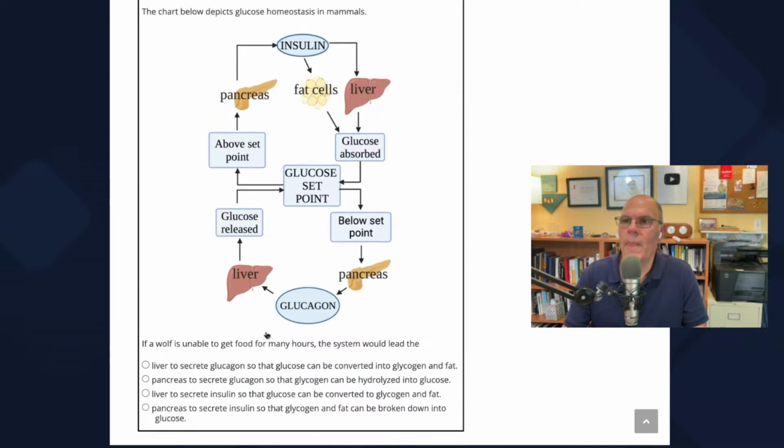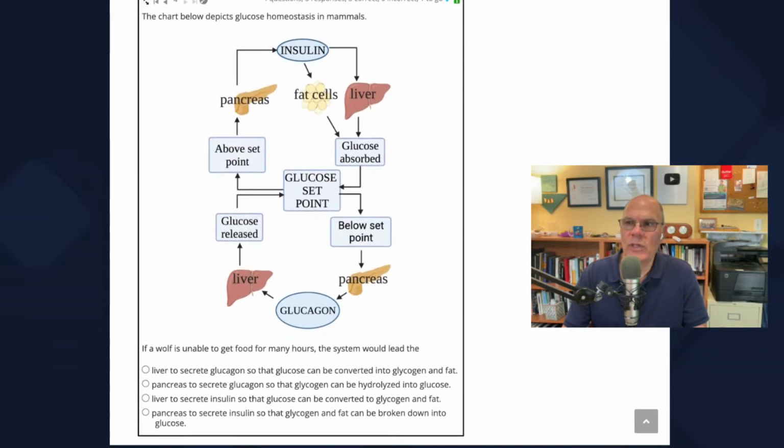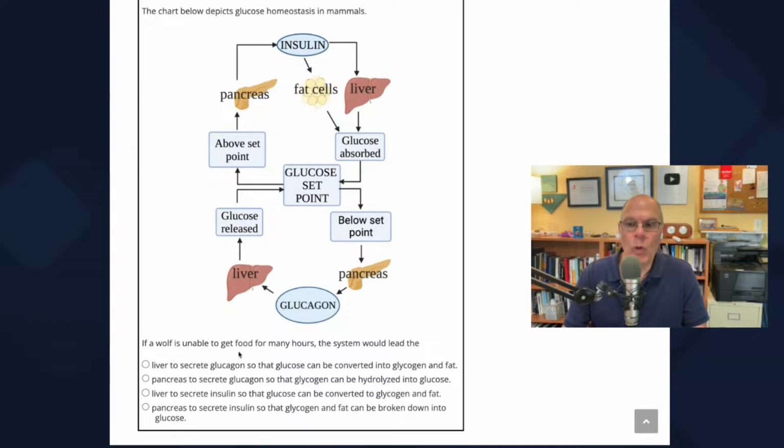Next question. The chart below depicts glucose homeostasis in mammals. If a wolf is unable to get food for many hours, the system would lead the liver to secrete glucagon. Let's do this the right way. First choice, liver to secrete glucagon that can be converted into glycogen and fat. Second choice, pancreas to secrete glucagon so that glycogen can be hydrolyzed into glucose. Third choice, liver to secrete insulin so that glucose can be converted into glycogen and fat. Fourth choice, pancreas to secrete insulin so that glycogen and fat can be broken down into glucose.